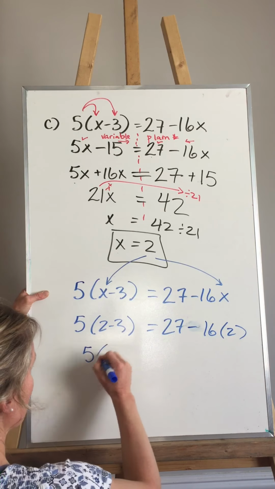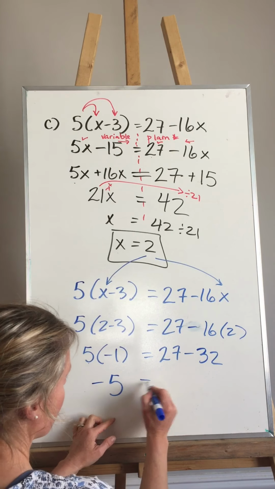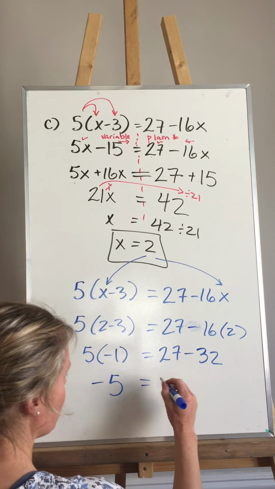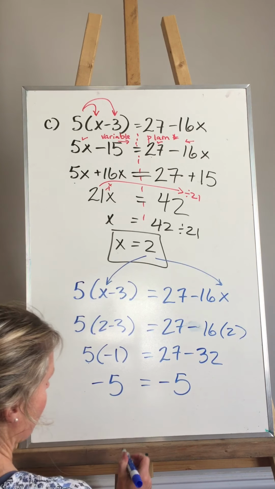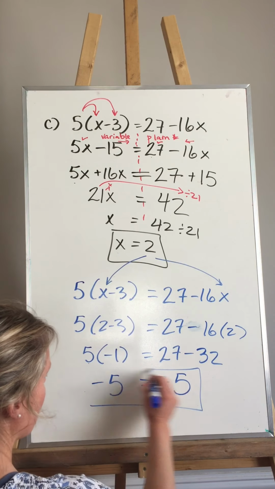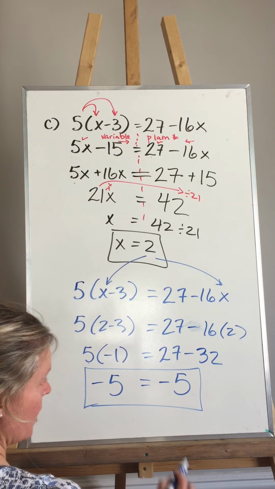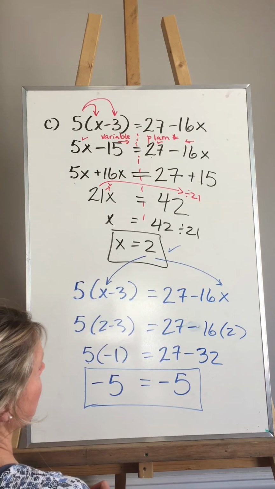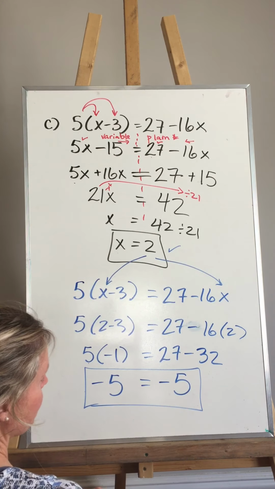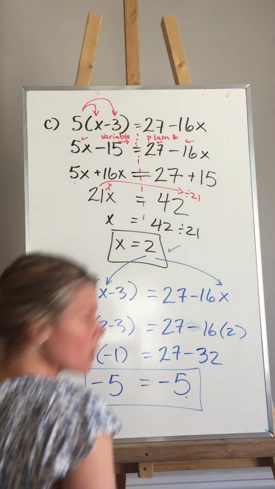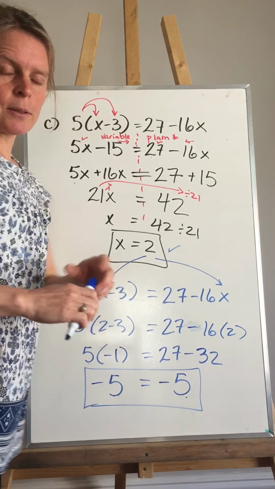So 5 times -1 is -5, so my left-hand side equals -5. 27 minus 32 is also -5. So now I've shown that my left side equals the right side, and therefore my answer is correct. x equals 2 is correct. So that's finding the solution and checking the solution, and when both sides equal each other, you've proven that your value of x is correct.